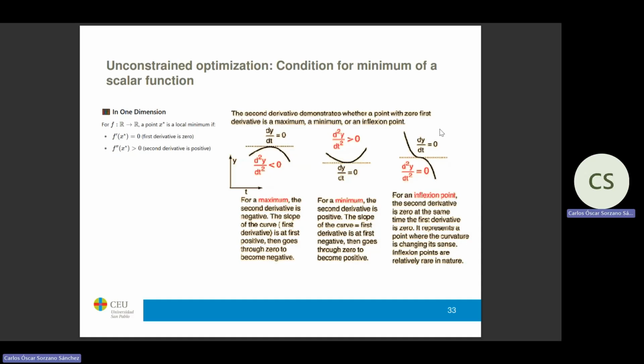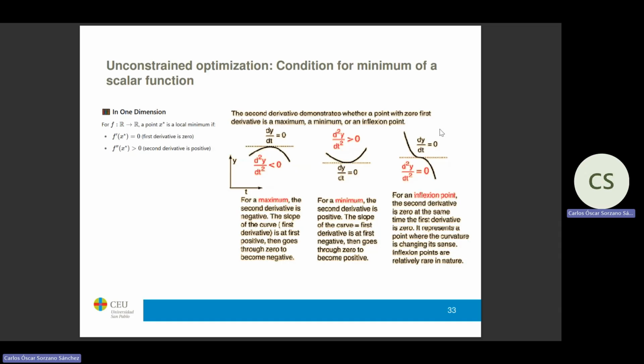These two conditions apply if the function is continuous and differentiable. The first one is that the first derivative has to be zero. And the second one is that the second derivative is positive. This would characterize the minimum. So if this is the function, at this point the derivative is zero.